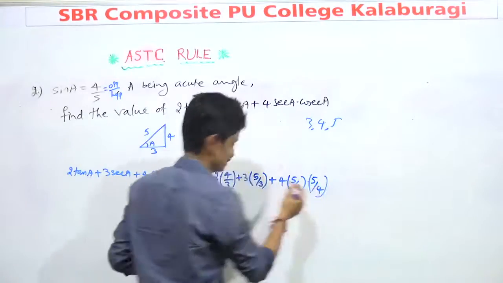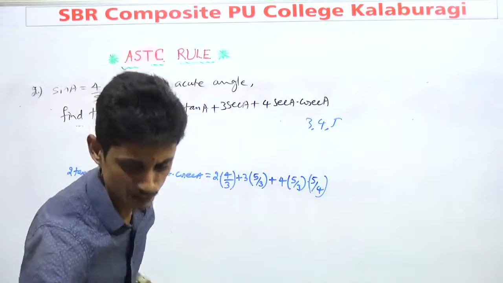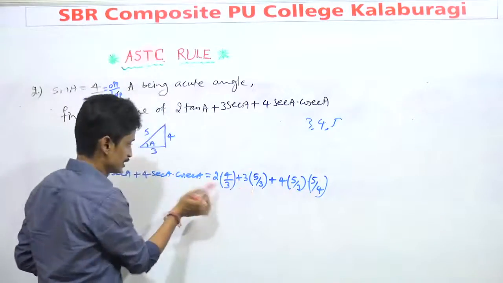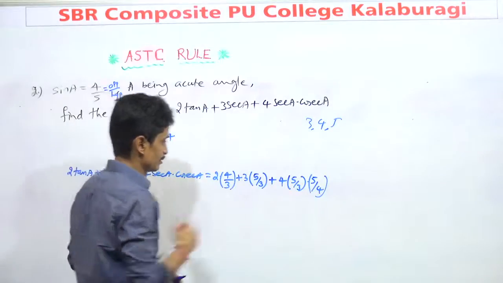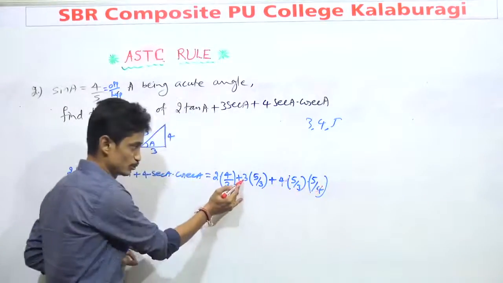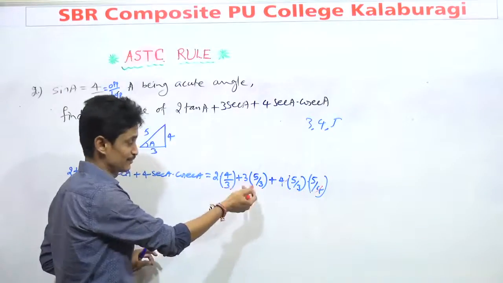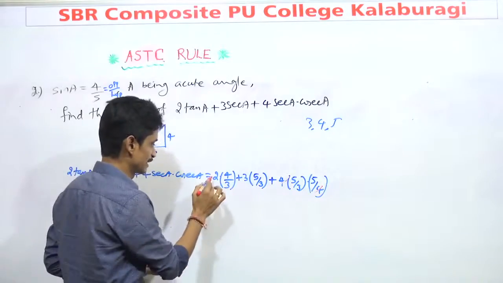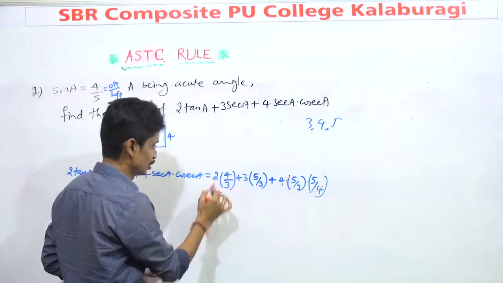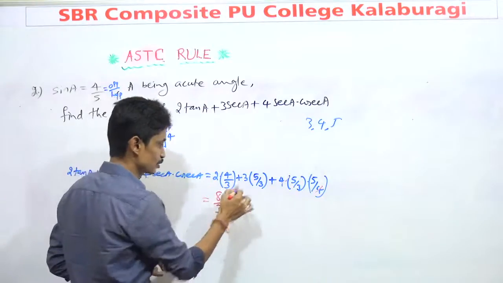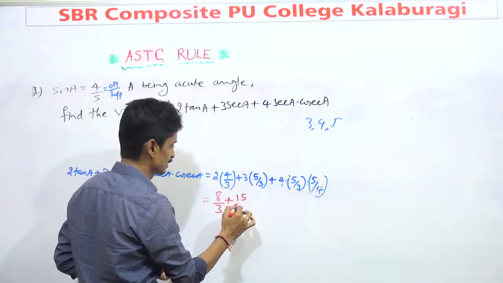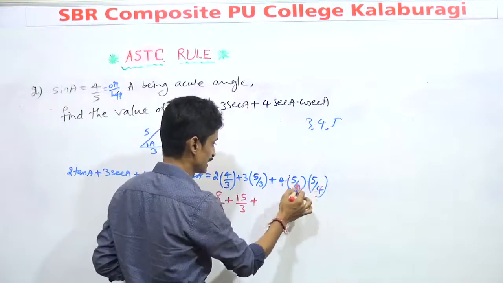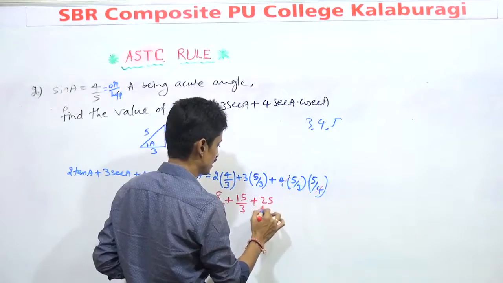Now simplify this. The remaining part is very simple, there is no difficulty in that. Here no term will cancel, but this 4 and 4 cancel. I don't wish to cancel this 3, because if we cancel it we will get trouble taking an LCM. So 2 4s are 8 by 3. Don't cancel 3 and 3. 3 5s are 15 by 3, making the same denominator. Plus 4 and 4 will cancel, 5 5s are 25 by 3.